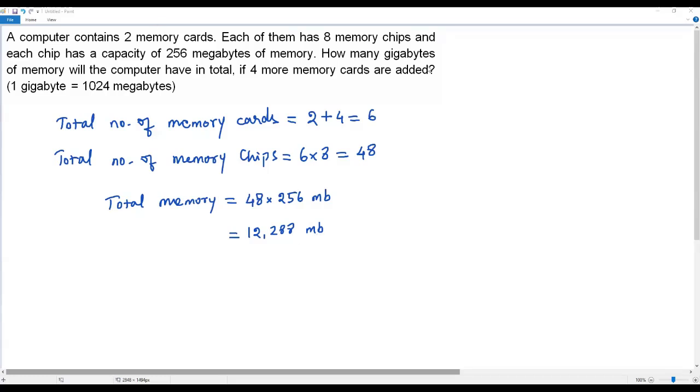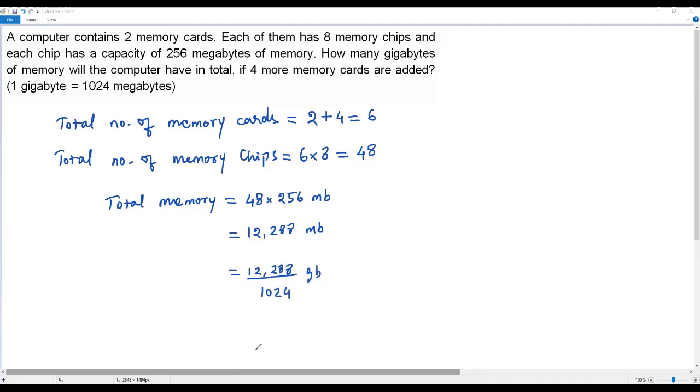But we have to give the answer in gigabytes according to the question. Already we know that 1 gigabyte equals 1024 megabytes. So to convert these 12,288 megabytes to gigabytes, what I have to do is divide this value, 12,288, by 1024, because 1 gigabyte equals 1024 megabytes. Let me divide this by 1024. So when I divide these 12,288 megabytes by 1024, automatically its units will become gigabytes.